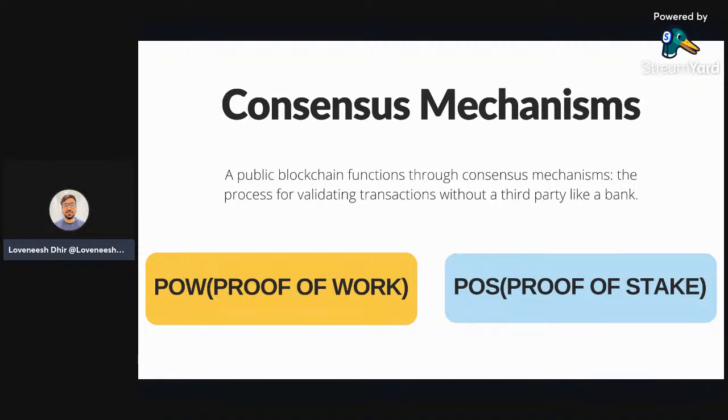In this mechanism, the bigger a person's stake is, the more mining power they have, and the more chances they have of being selected as the validator for the next block. So this is how proof of stake works.